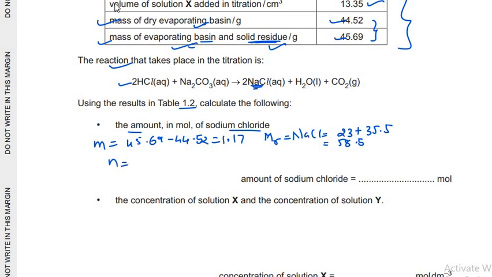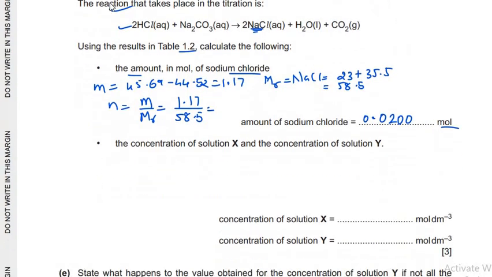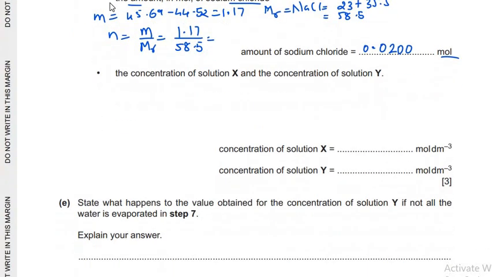Now to calculate the moles, we have n is equal to m upon Mr, that is mass upon molecular mass. That is 1.17 divided by 58.5, and that is equal to 0.0200. Now I'm using three significant figures, that's why I'm writing 0.0200 moles. Remember, always try to use three significant figures everywhere.